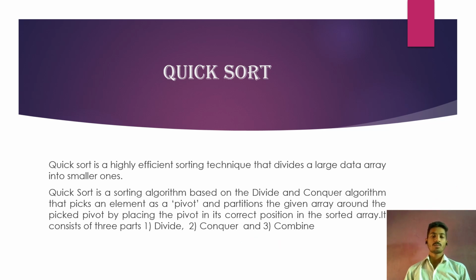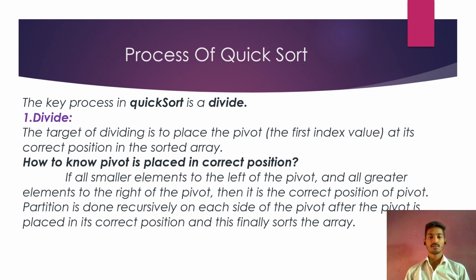First of all, the process of doing quick sort. The key process in quick sort is divide. In divide, the target of the dividing process is to place the pivot element. Generally, the first index value is taken as the pivot element at its correct position in the sorted array. As we learned before, to know the pivot element is placed in the correct position, all smaller elements must be to the left of the pivot element and greater elements to the right of the pivot element. Then it is set as the correct position of the pivot element. Partitioning is done recursively on each side of the pivot after the pivot is placed in its correct position, and this finally sorts the array.